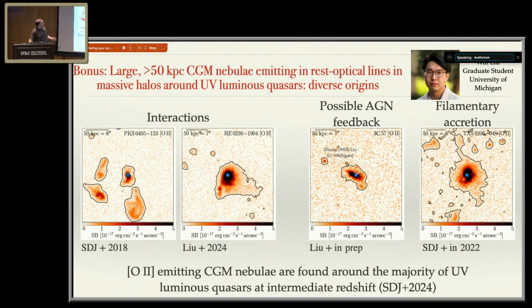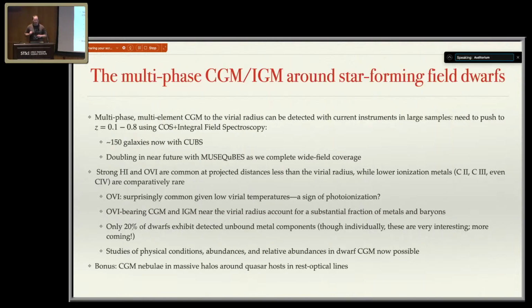So you saw Will talk about what else we can do with this data in terms of the giant quasar nebulae, and I will leave you with my conclusions. Thanks.